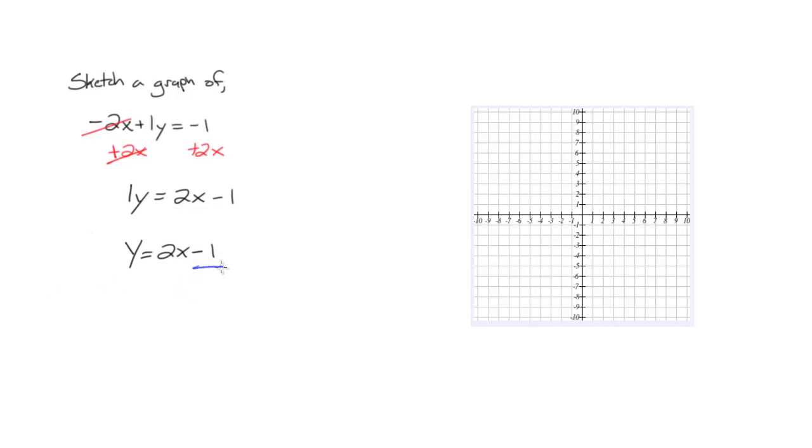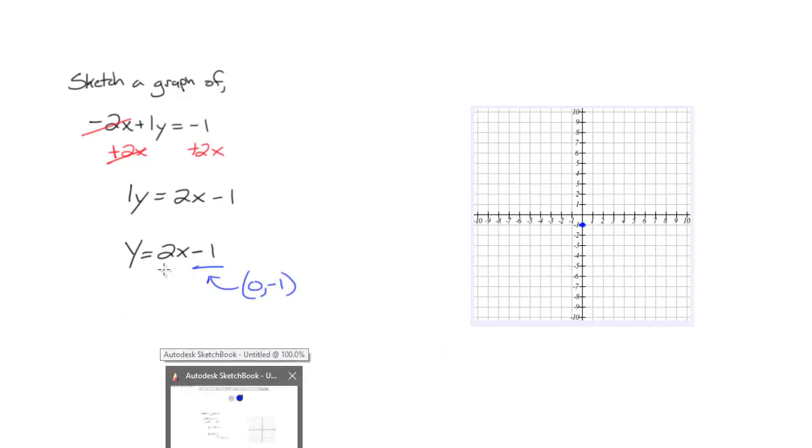This constant here is the y value of the y-intercept. So this gives us our first point on the graph, which is (0, negative 1). Again, I think of that subtraction as a negative. That's this point right here. When I draw this line, that's where it's going to cross the y-axis.